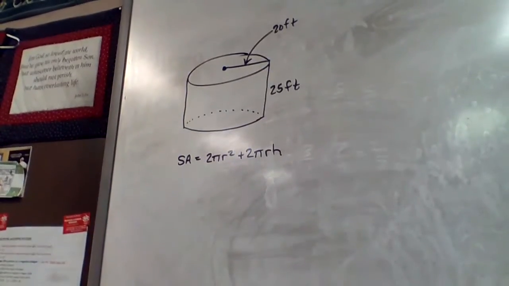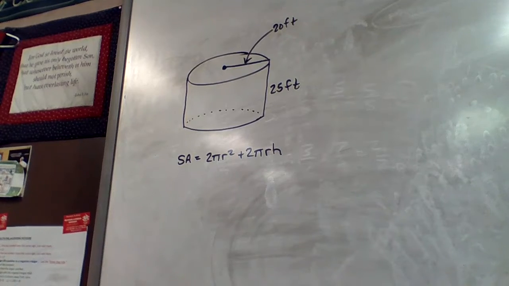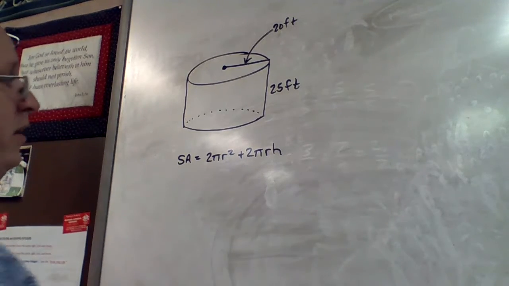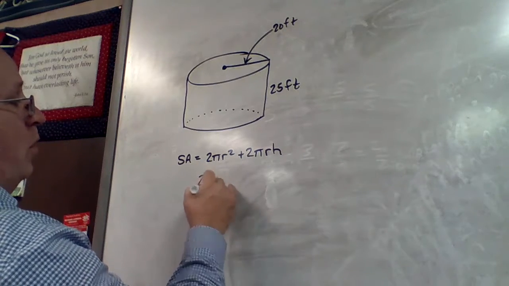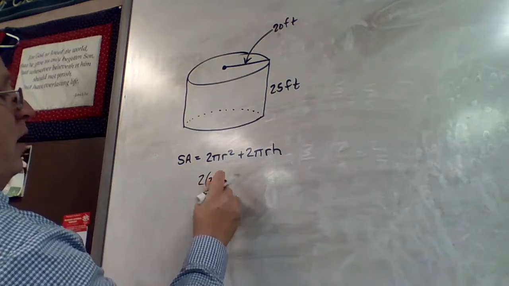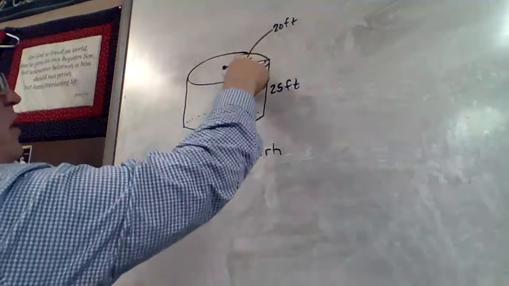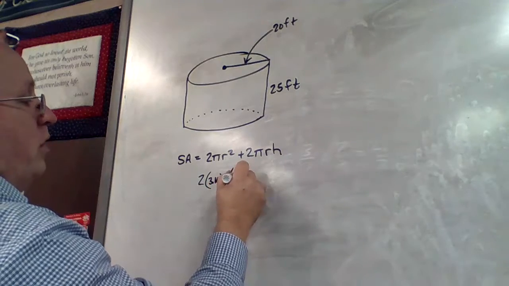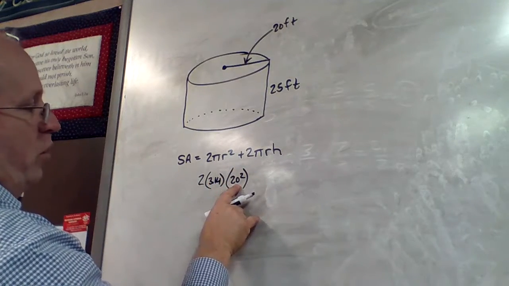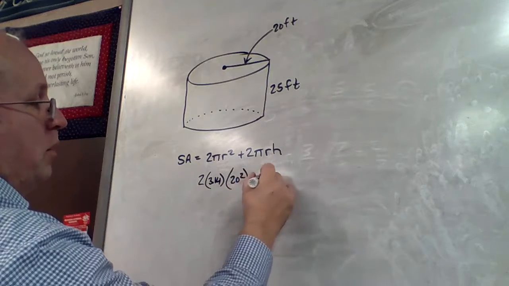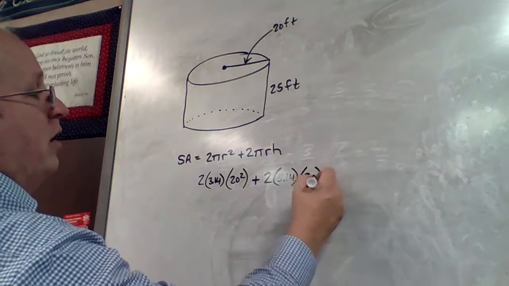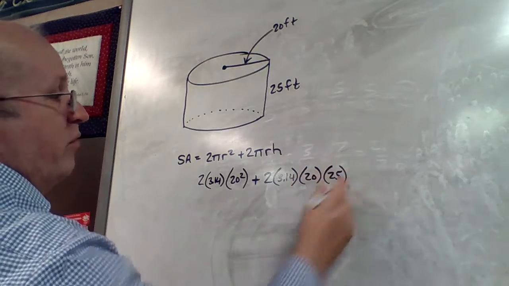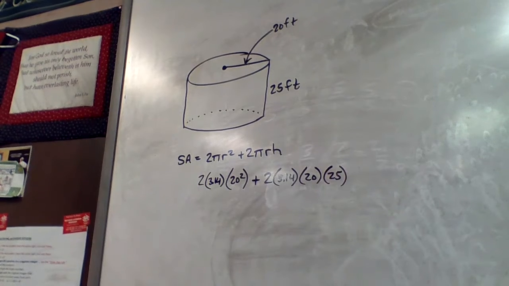Okay, finally this last one, the cylinder. Well, you'll notice on the board I have provided a formula, and I didn't just make it up. The formula is in your book. And so 2 is our first number. We're going to multiply that by pi, and then we're going to multiply it by the radius squared. Our radius is 20, so that's 20 squared. Don't think of that as 40. It's not 40. It's actually 400. Plus 2 times pi again, times our radius of 20, times our height of 25. So a lot going on there.